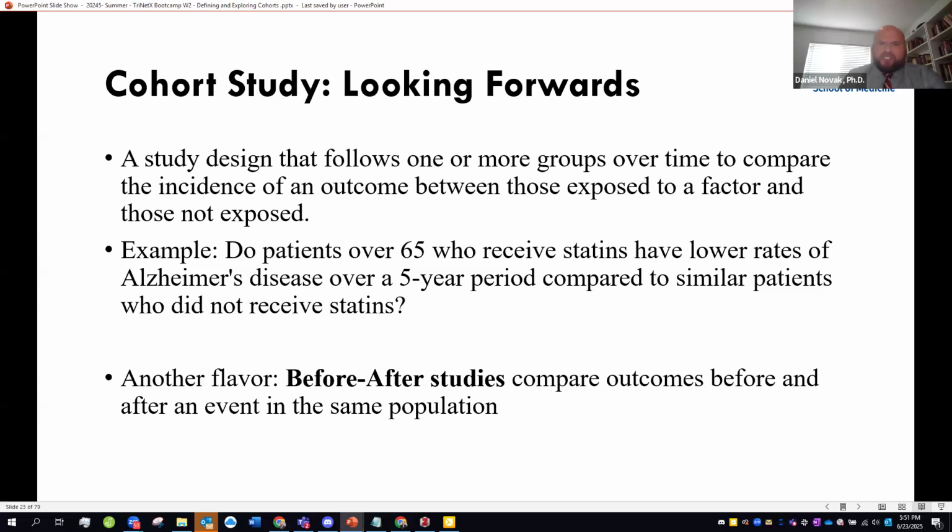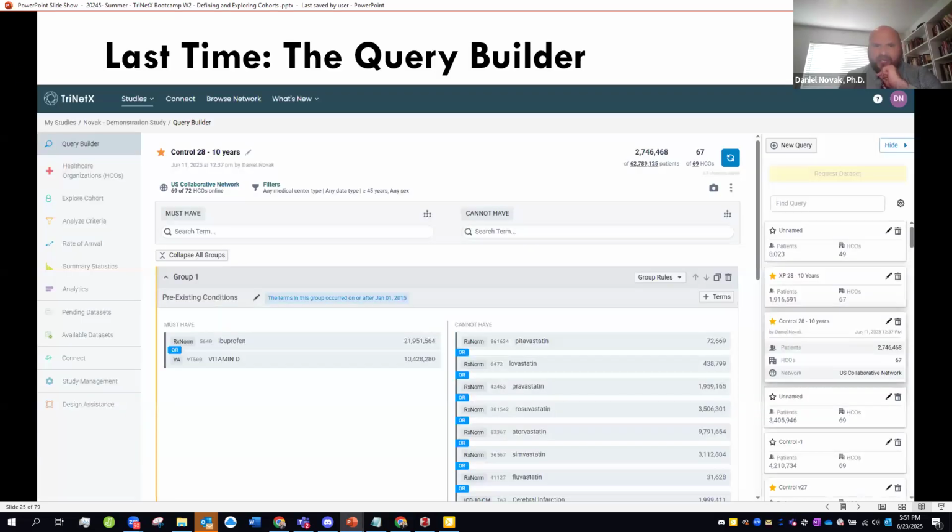And you can do another flavor of this, which is a before and after study. So comparing outcomes before and after an event in the same population. So before they received the medications and afterwards, and you can see whether there's an impact in how things work out with them.